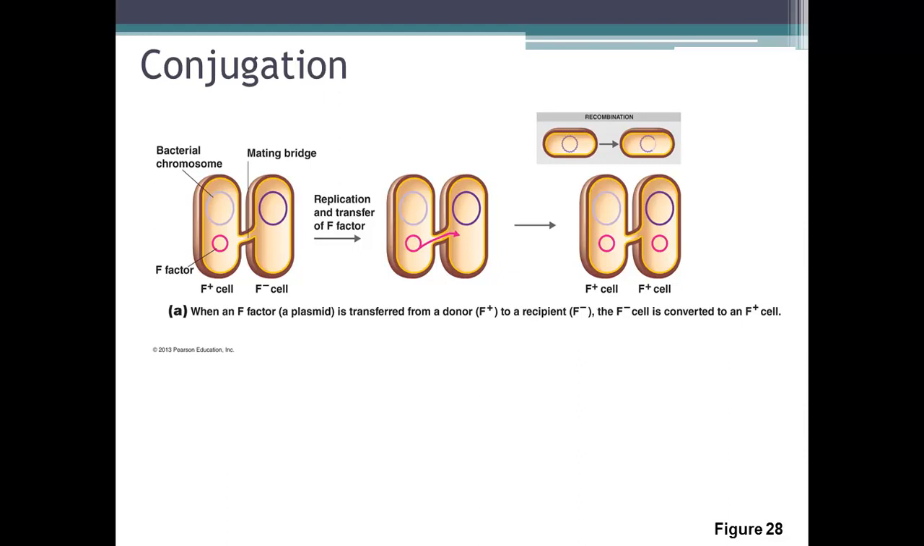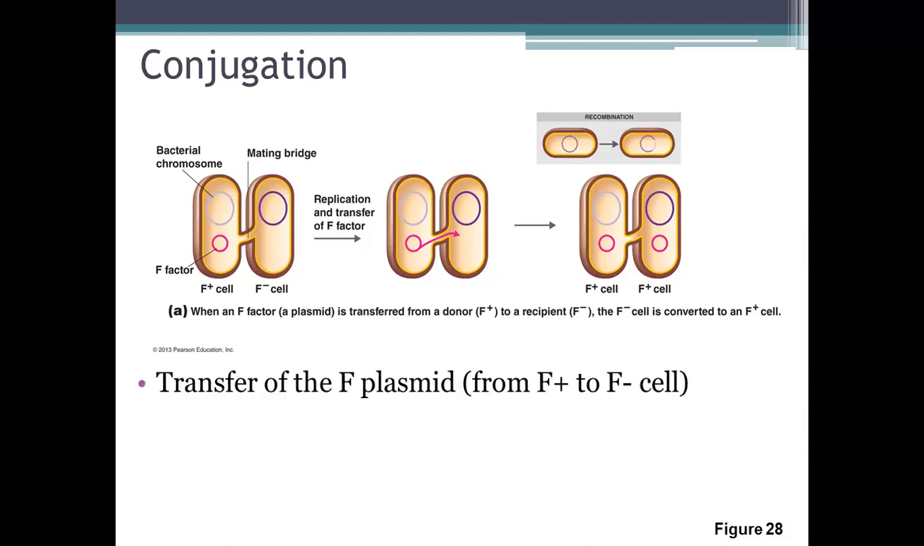Conjugation. This mechanism requires the presence of a special plasmid called the F plasmid. The F plasmid facilitates conjugation. Bacteria that have the F plasmid are referred to as F positive. So here you go, if you have the F plasmid, here's the F plasmid, that is a male cell. So F positive or male. Those that do not have the F plasmid are F negative cells, and they are female. So male, female.